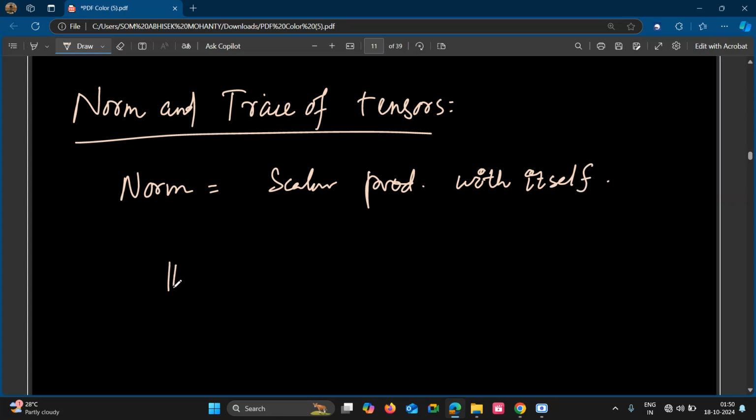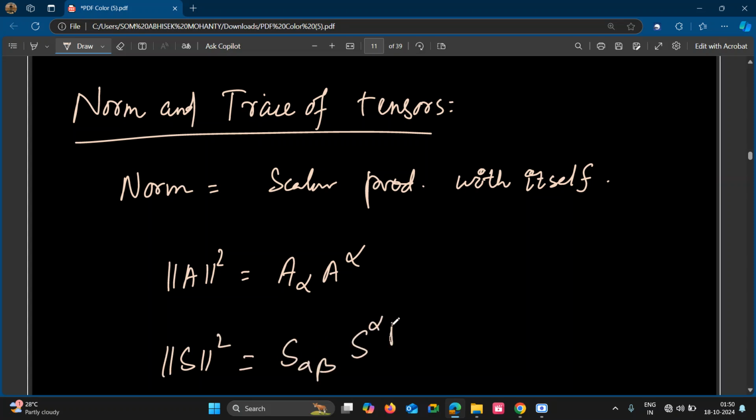Suppose A norm is equal to A alpha, A alpha. There is a simple norm. This is the way to write it. A alpha beta, A alpha beta. T square is T alpha beta gamma, T alpha beta gamma. Simply the product of itself with itself is called your norm.